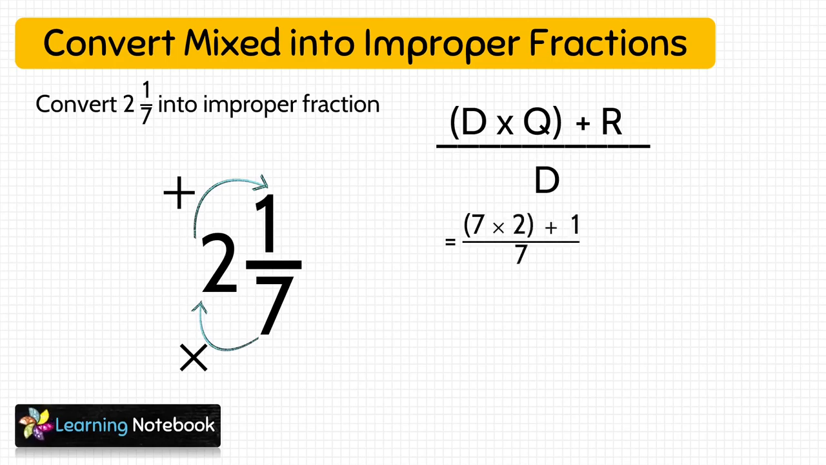So we get 7 multiplied by 2 plus 1 upon 7, which is equal to 14 plus 1 upon 7, and 14 plus 1 is 15. So we get 15 by 7. So we have converted mixed fraction 2 1 by 7 into improper fraction 15 by 7.